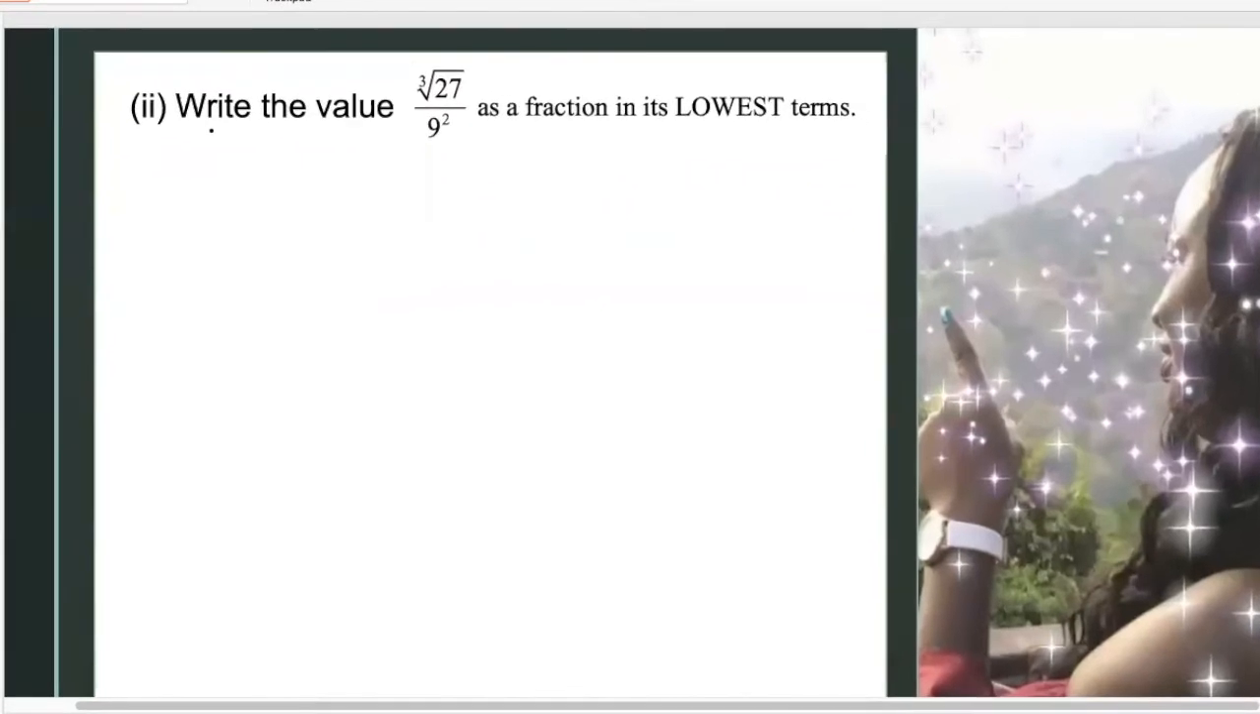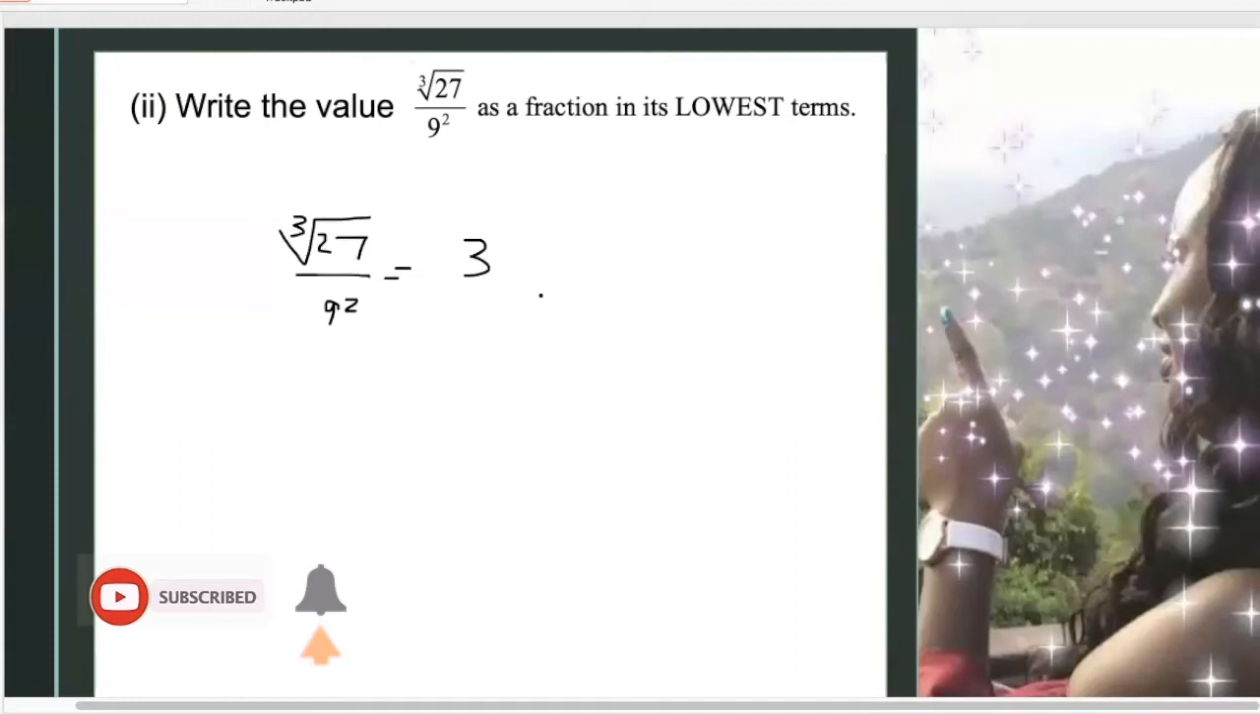Right, for the next question, we're asked to write the value of the cube root of 27 all over 9 squared as a fraction in its lowest form. So we're going to find the cube root of 27 all over 9 squared. Now, cube root can be found on your calculator. If you're unaware that the cube root of 27 is 3, let me explain how you find the cube root on your calculator.